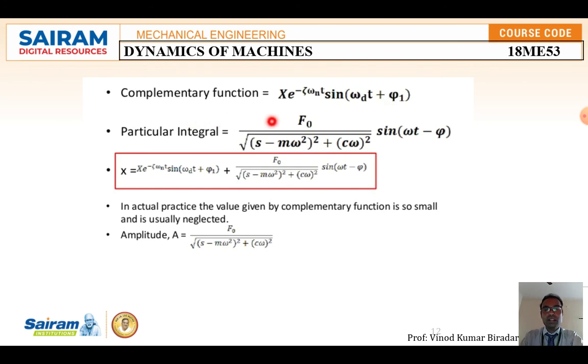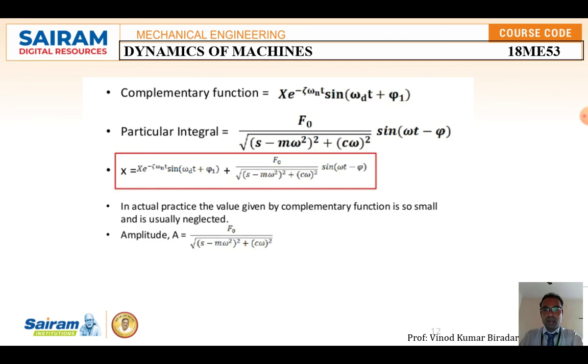For the particular integral, the derivation I am going to solve next. It is F naught divided by square root of (k minus m omega square) whole square plus (c omega) whole square, times sin of omega t minus phi. If you substitute these values, you get the complete solution: X e to the power minus zeta omega n t sin of omega d t plus phi 1, where phi is the phase angle, you remember that, plus F naught by square root of (k or s minus m omega square) whole square plus (c omega) whole square, sin of omega t minus phi. This is the complete solution. This equation I am going to use while solving the problem.